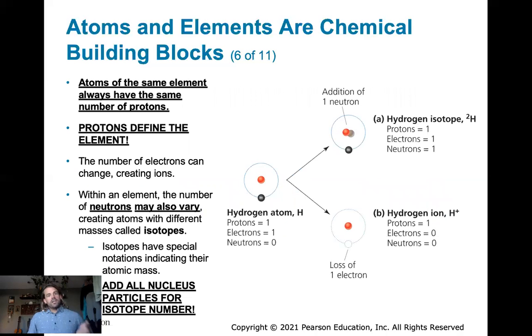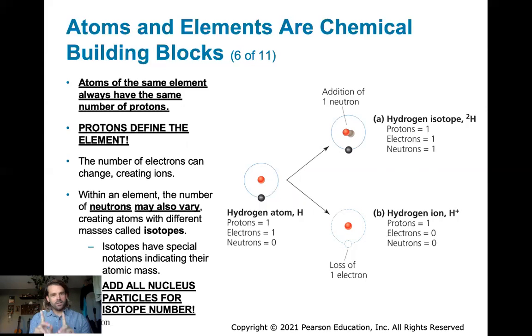So atoms of the same element always have the same number of protons. Protons define the element, okay? So 1 proton is a hydrogen atom, and then you just keep going down the periodic table. Helium has 2, etc. And we'll look at the periodic table in just a second.